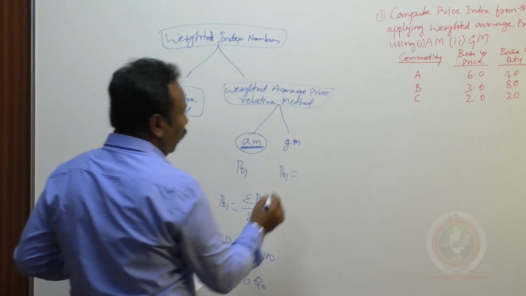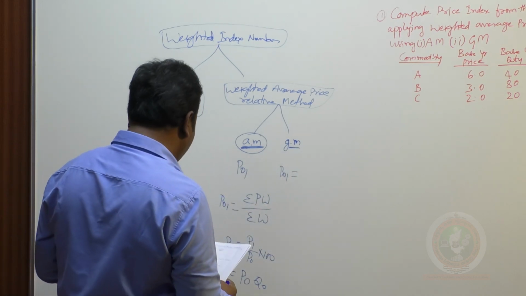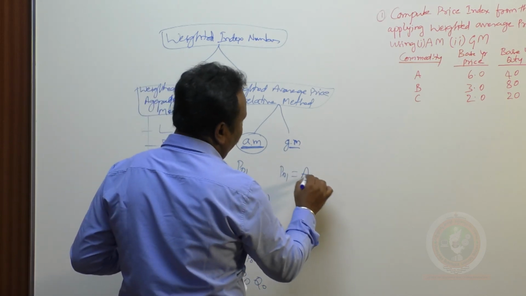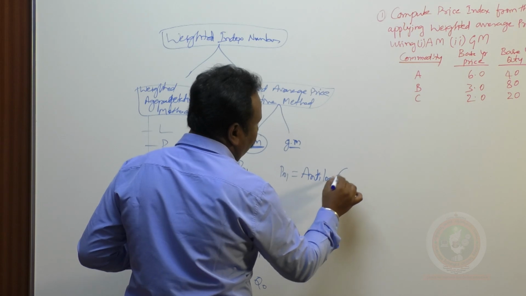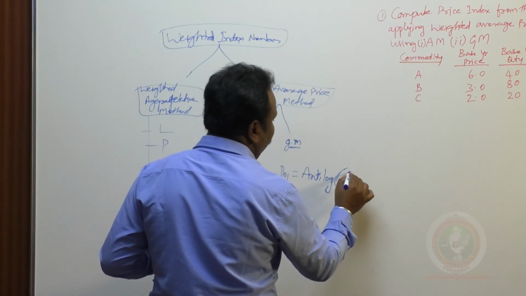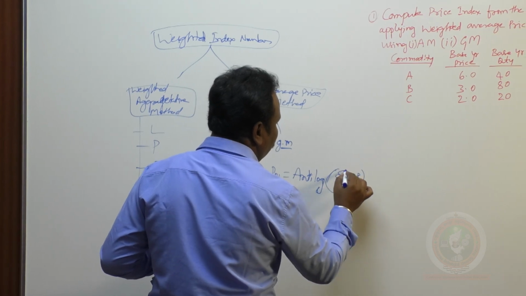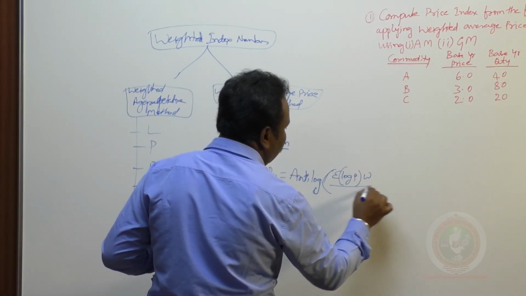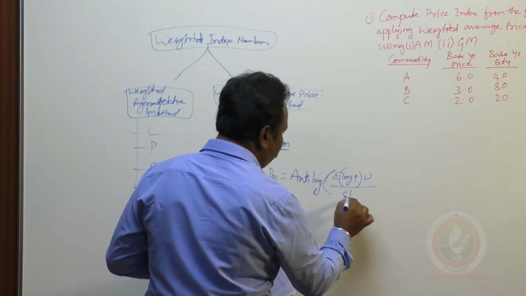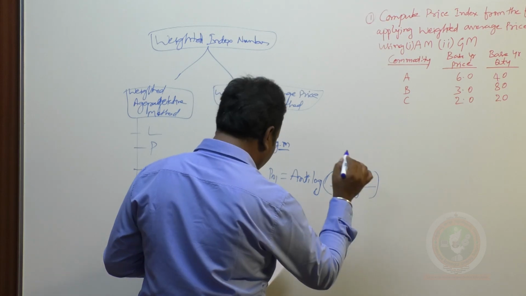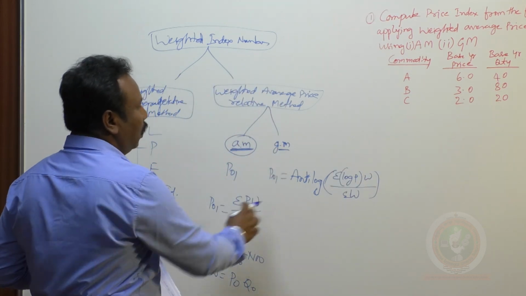Similarly, under geometric mean, P01, the price index, equals the antilog of summation of log P into weights, whole divided by summation of weights. So we will get the index value under the geometric mean. These are the two formulas.